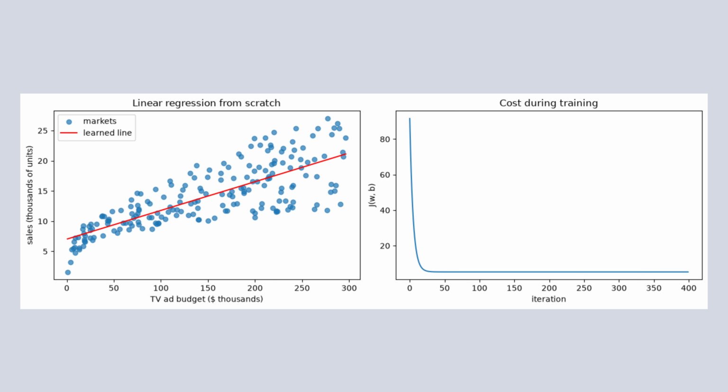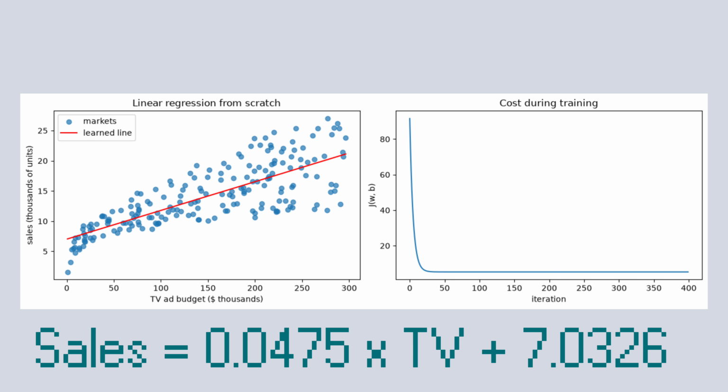On the right, we have the cost over time, and it shows that the optimization is actually working. The cost drops rapidly at first, and then it gradually flattens out, and that is gradient descent converging. If this curve had started going upwards, that would usually mean that our learning rate was too large. So that's linear regression from scratch. We have sales equals 0.0475 times TV plus 7.0326 in this case. But it will be completely different numbers with a different dataset, of course.